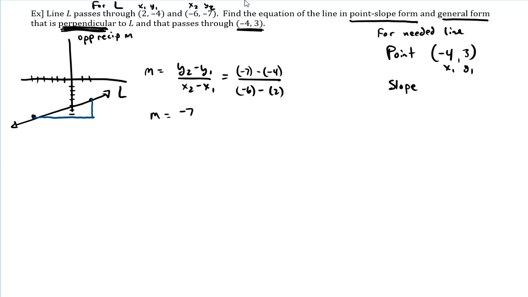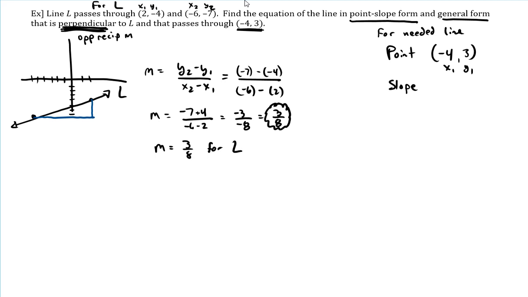Okay, so it's really negative 7 plus 4, and then negative 6 minus 2. Negative 7 plus 4 is negative 3. Negative 6 minus 2 is negative 8. Two negatives become positive. 3 over 8 does not reduce. Okay, so this is the slope for this line L. Okay, so we've got m equals 3/8 for the line L.